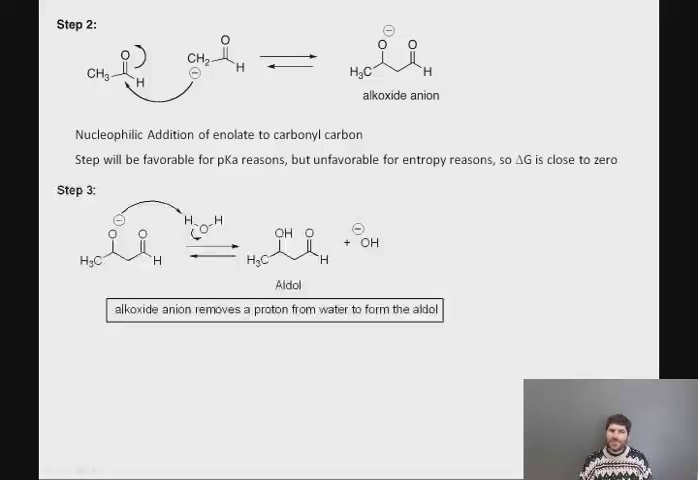Then step 3, which is also going to have a delta G fairly close to 0, is the protonation of the alkoxide to give a neutral alcohol as the final product. In this case, we're saying that water, probably the water that you generated in step 1, is the acid that you're going to use. So you're taking an alkoxide, turning it into hydroxide. Again, from an acid-base perspective, this reaction is going to have an equilibrium constant of close to 1.